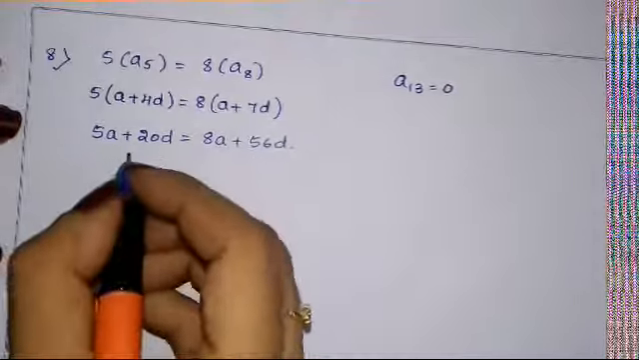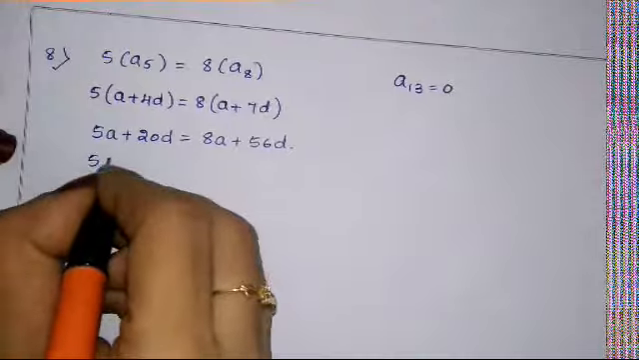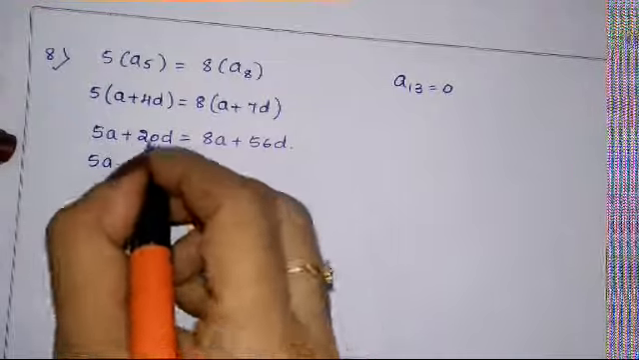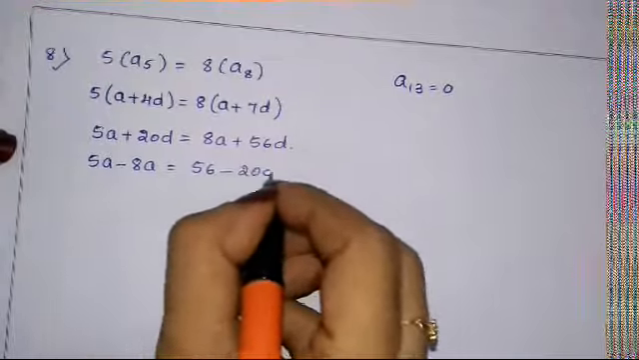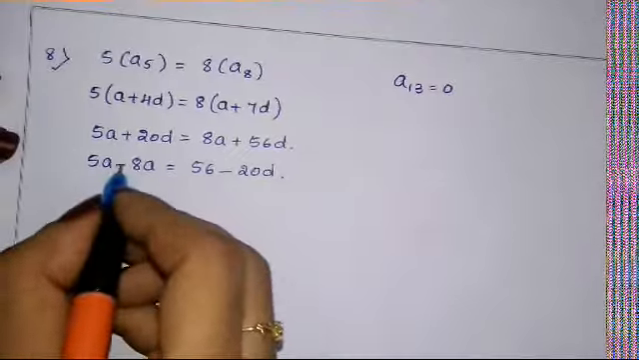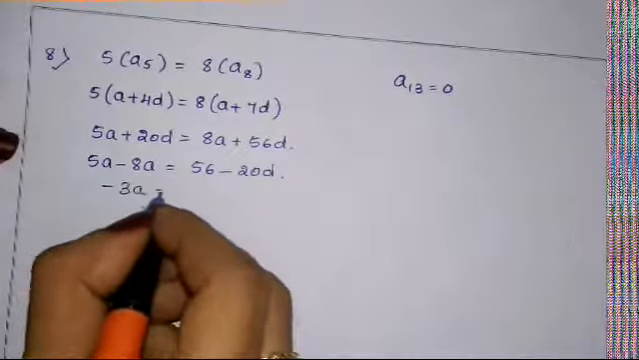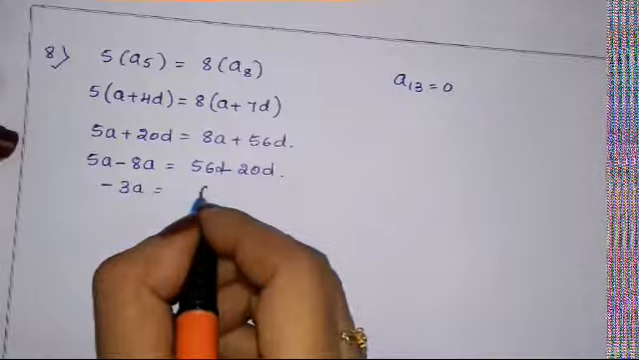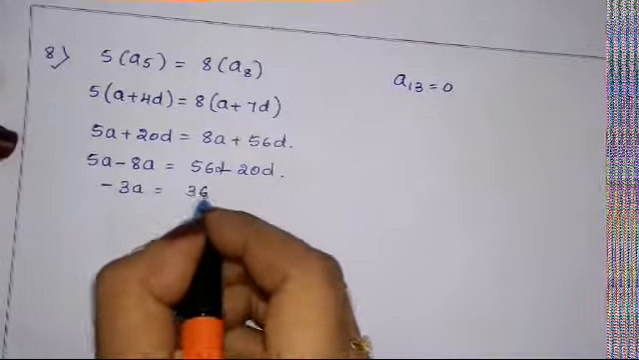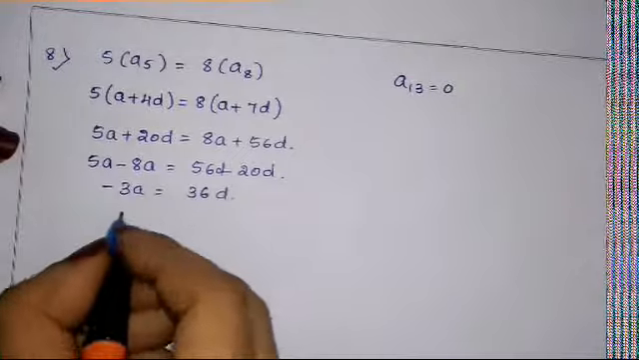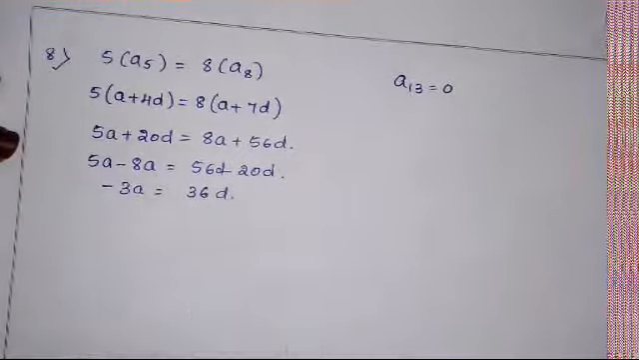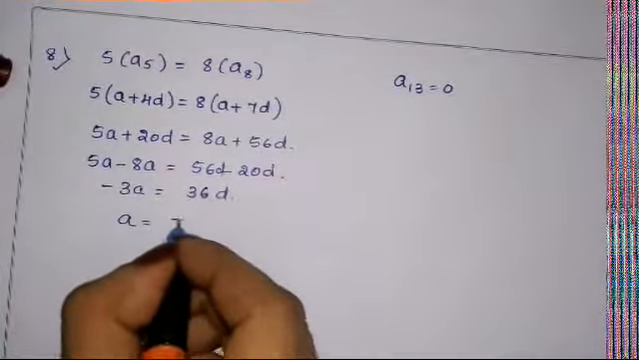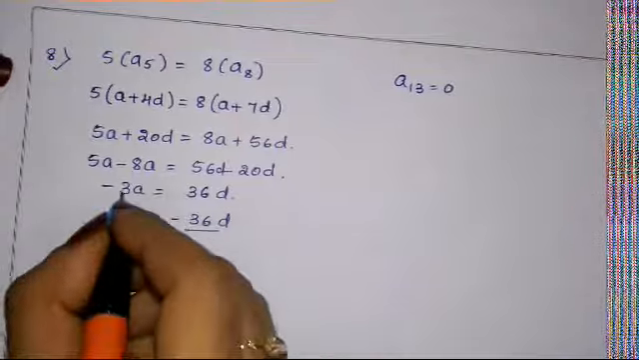So let us bring one side A terms. 5A minus 8A is equal to 56D minus 20D. 5A minus 8A is minus 3A, which is equal to 56D minus 20D, so 36D. Let us write A is equal to minus 36D upon 3.